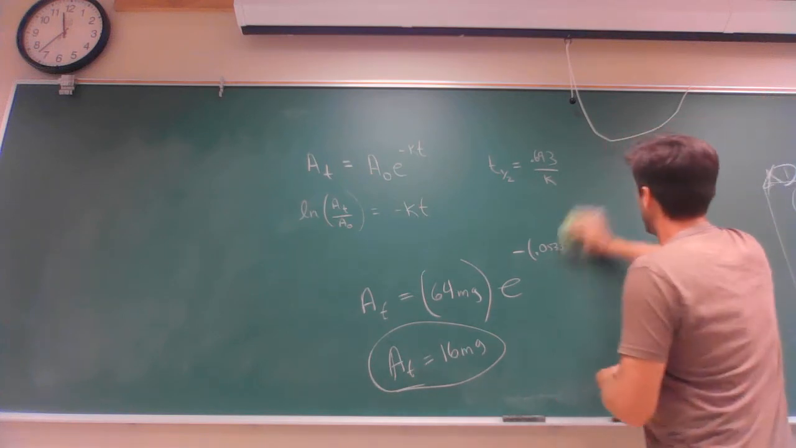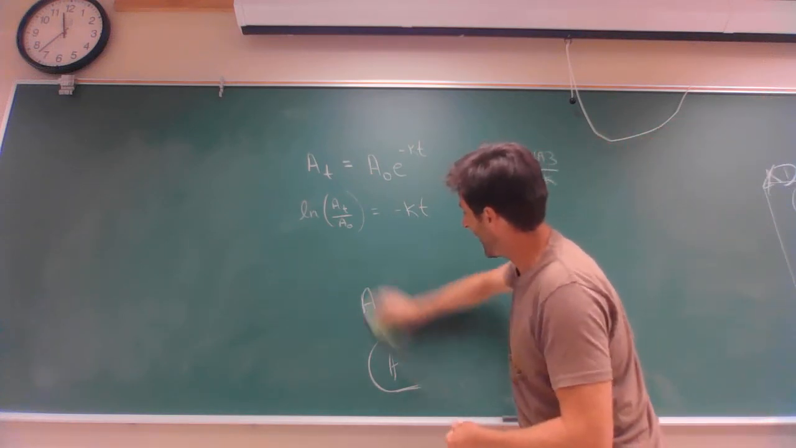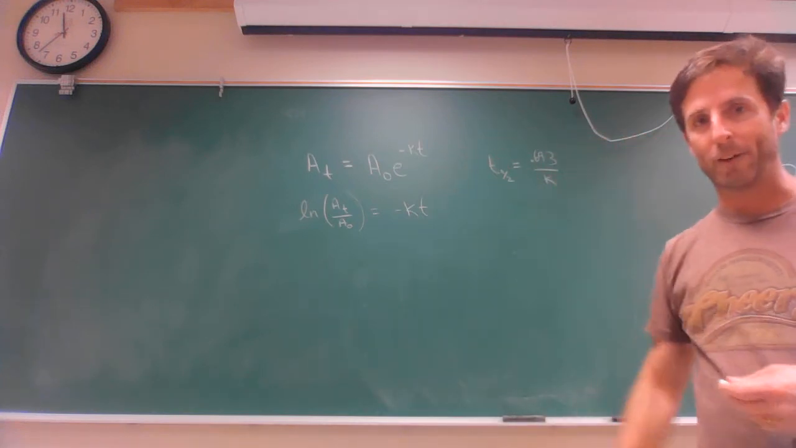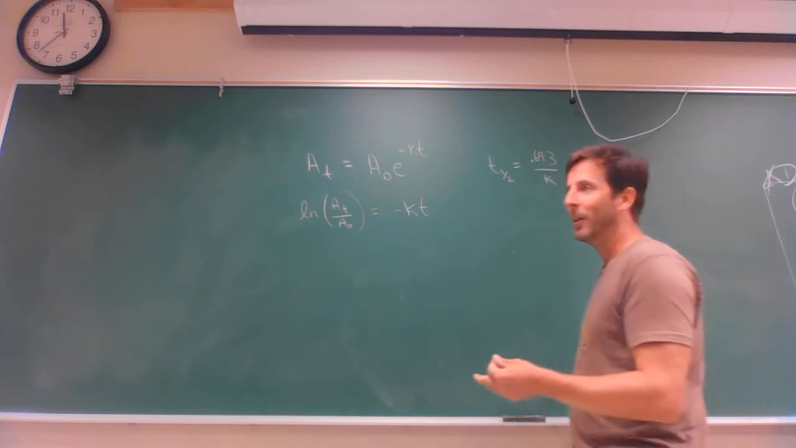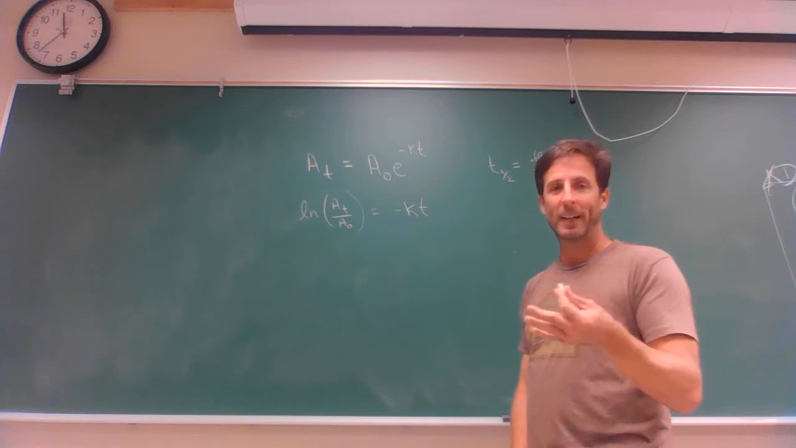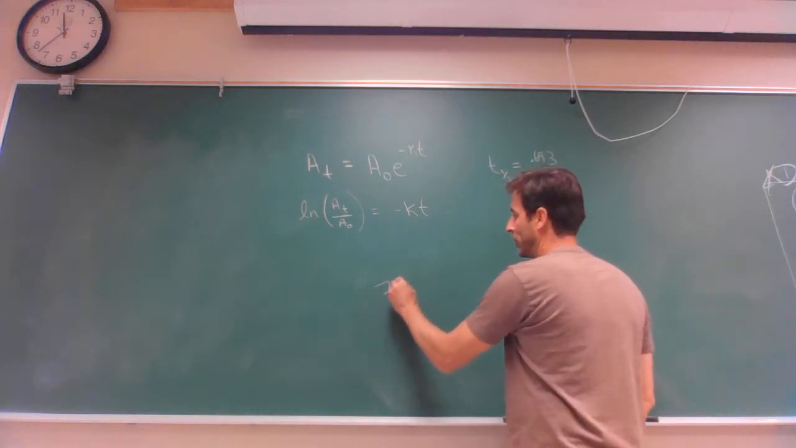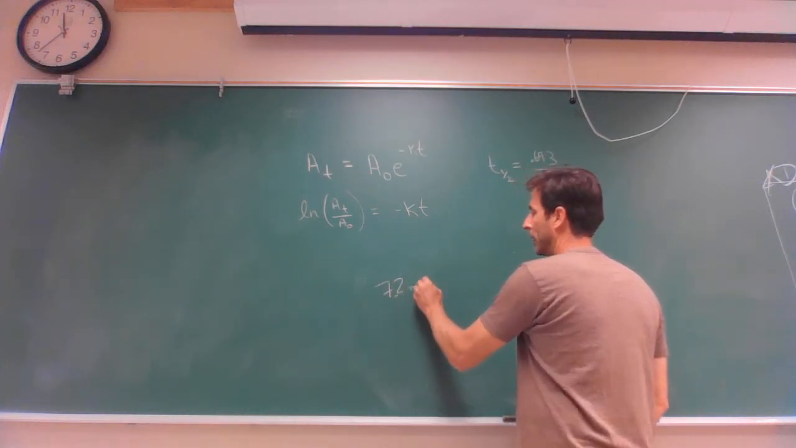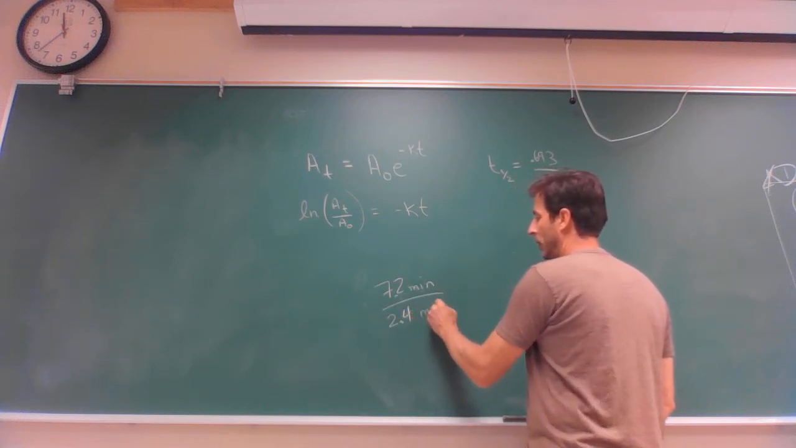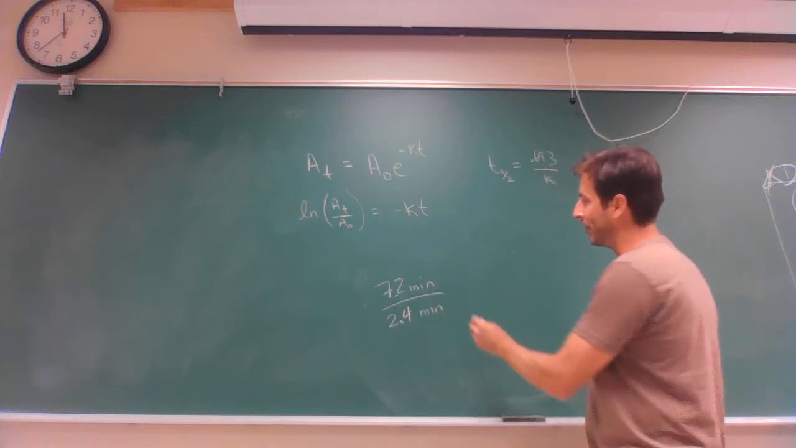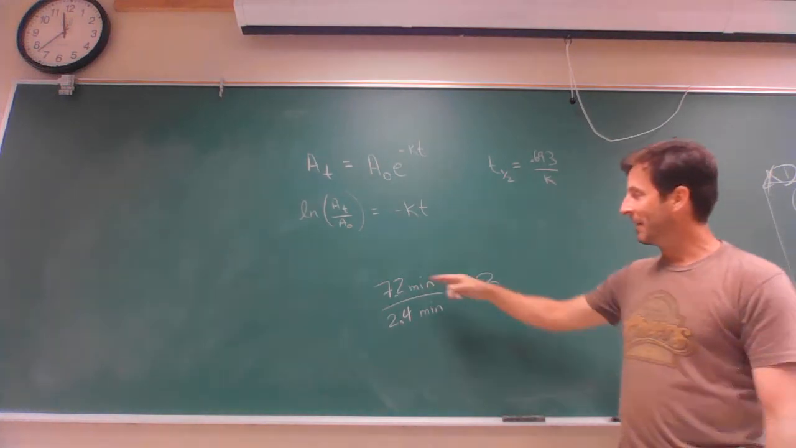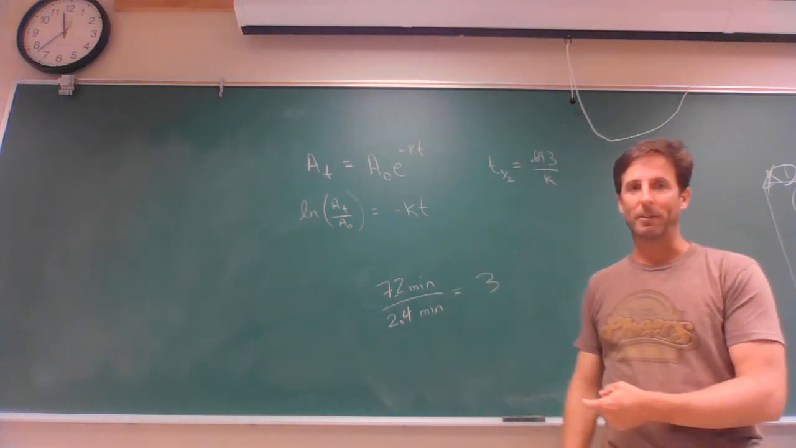So, first question, can I use the shortcut, or do I need to use the full equation and the math up here? Well, to figure that out, I'm going to take the total time, divide it by the half-life, and just see if I get a whole number. 7.2 minutes divided by 2.4 minutes is the total time divided by the half-life. That does come out to be 3. So what that means is 7.2 is 3 times the half-life.